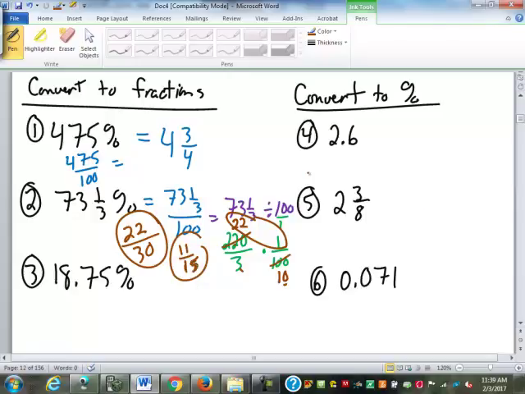So I guess I could have taken a 20 out of each of those instead of just a 10. Did anybody get 11 fifteenths for that one? A few of you? Good. That was a tough one.